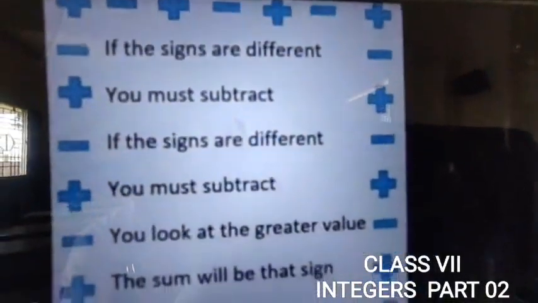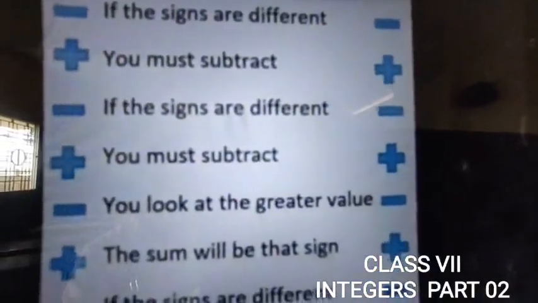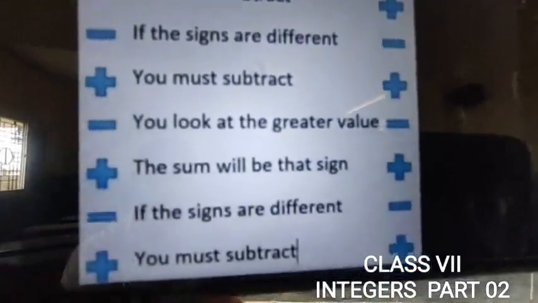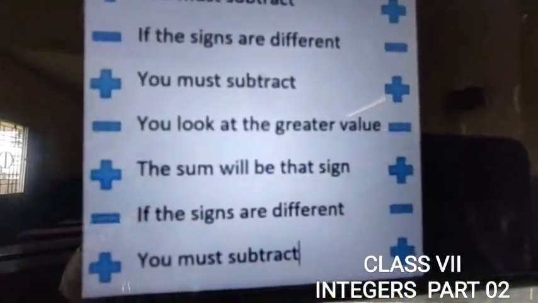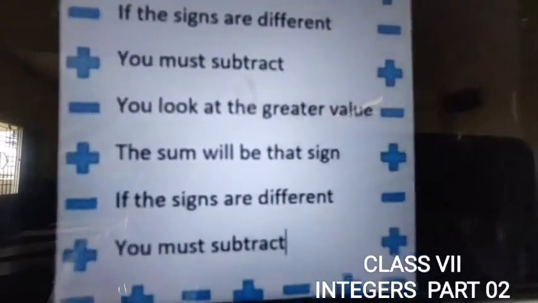If the signs are different, you must subtract. You look at the greater value, the sum will be that sign. If the signs are different, you must subtract.